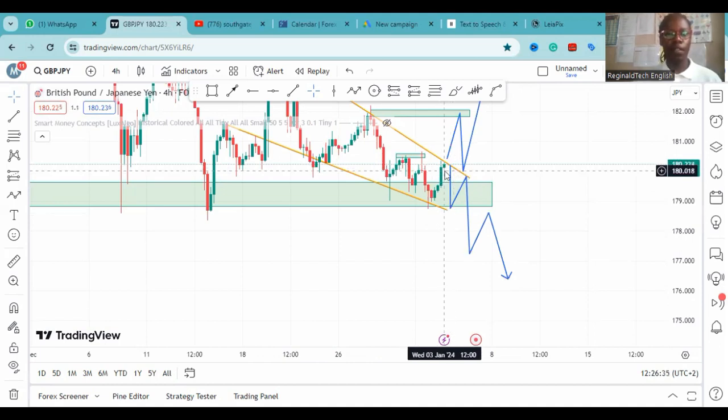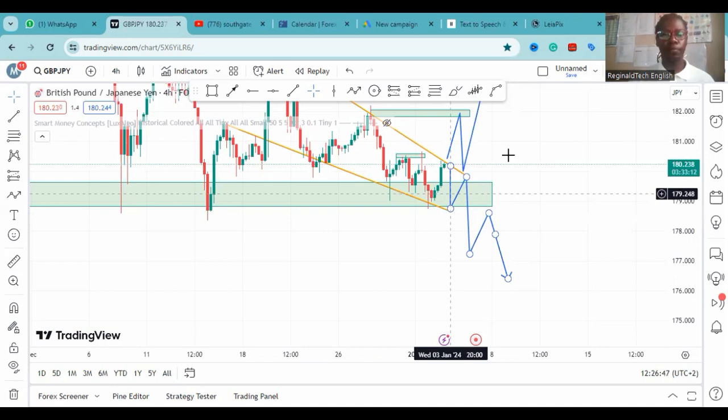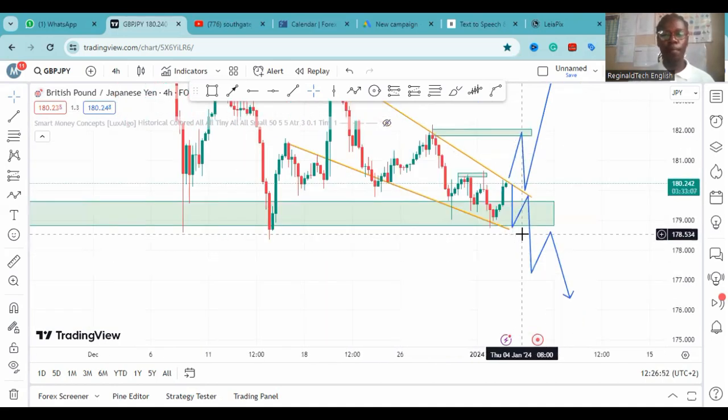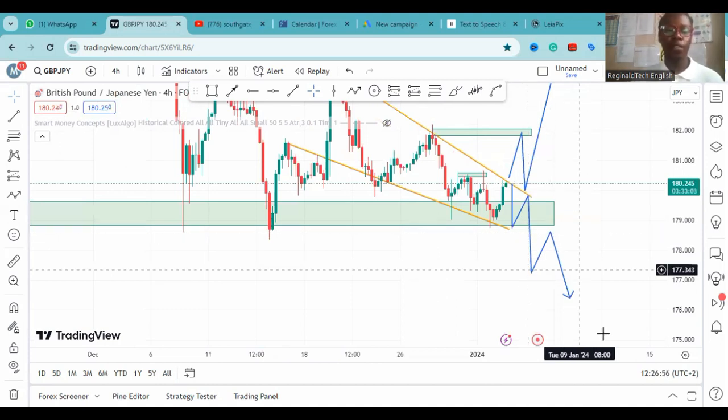Okay, so there is a possible move that the market is going to reverse at this point, or at this price of 180.182, and then actually go down and play a little bit in the descending wedge and then actually go down as a breakout, and then pull back and then go down.